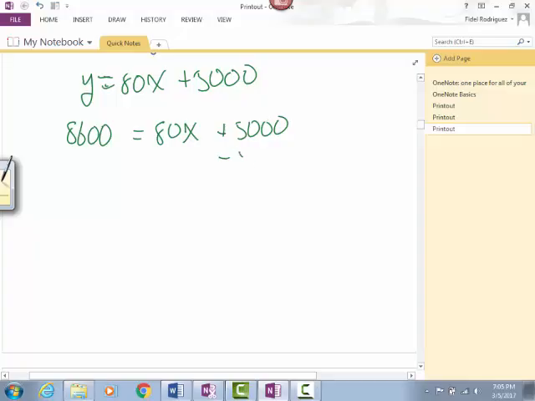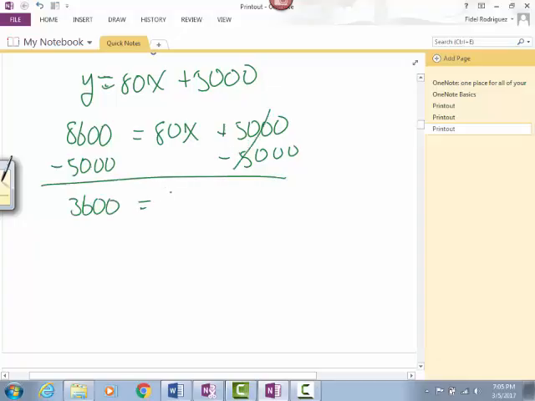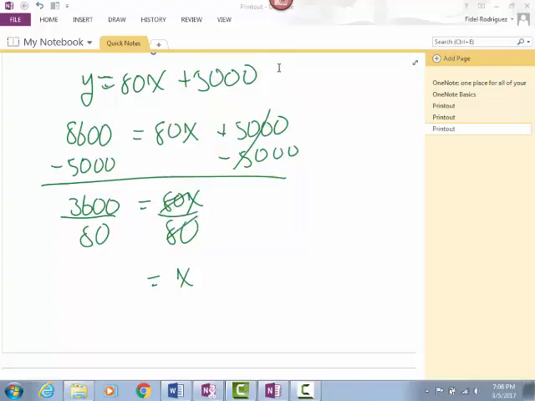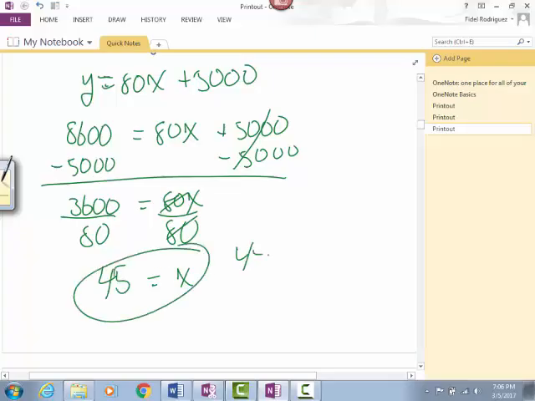To solve for X, I'm going to go ahead and subtract 5,000. So that's going to give me 3,600 equals 80X. I need to divide both sides by 80. And let me grab my calculator real quick and we can do that. Here's my calculator. Let's take 3,600 divided by 80. And we're coming up with 45. And again, to sort of give you an idea of what that means, we're going to make 45 desks, and that's going to cost us 8,600.